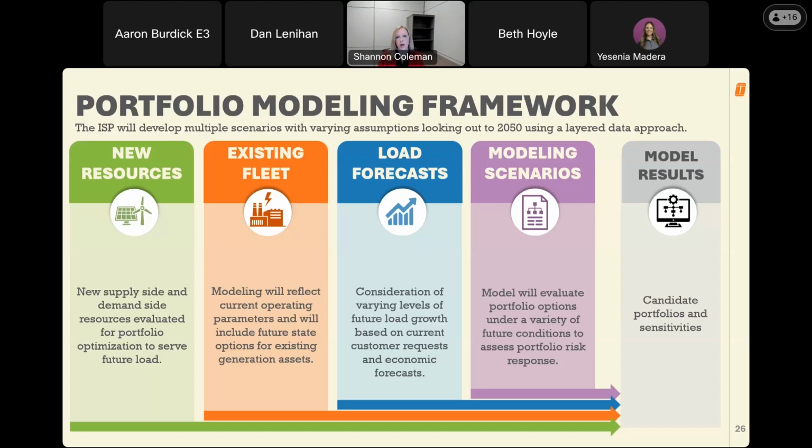The last major modeling detail that we're going to preview today are scenarios that we plan to construct for the model to simulate. Since the model is attempting to optimize the future portfolio, we need to determine and define future conditions of utility and of the rest of the country as well, conditions in our control and conditions out of our control.